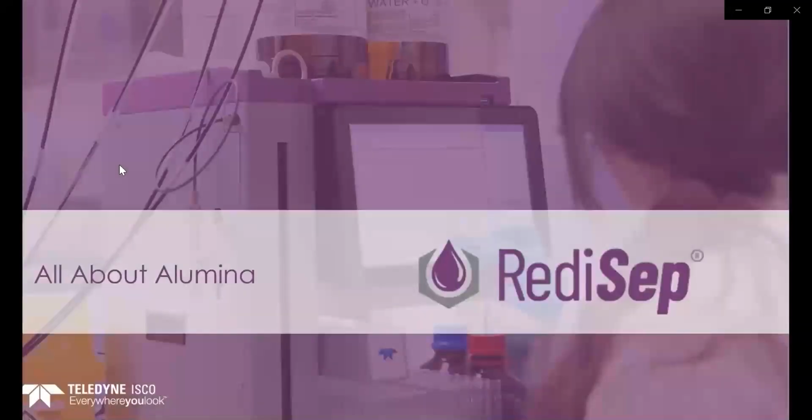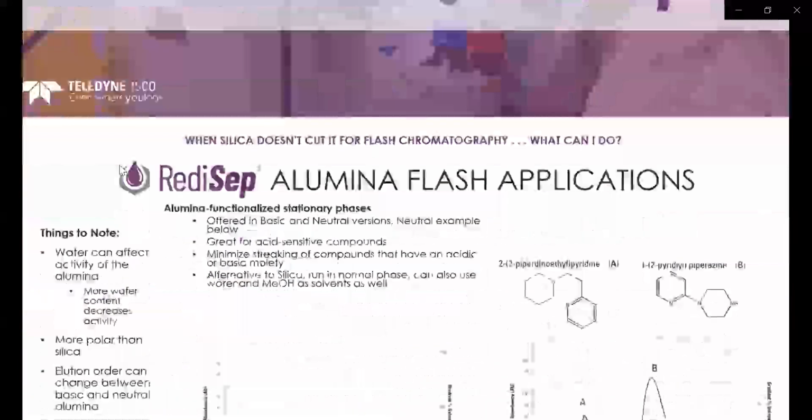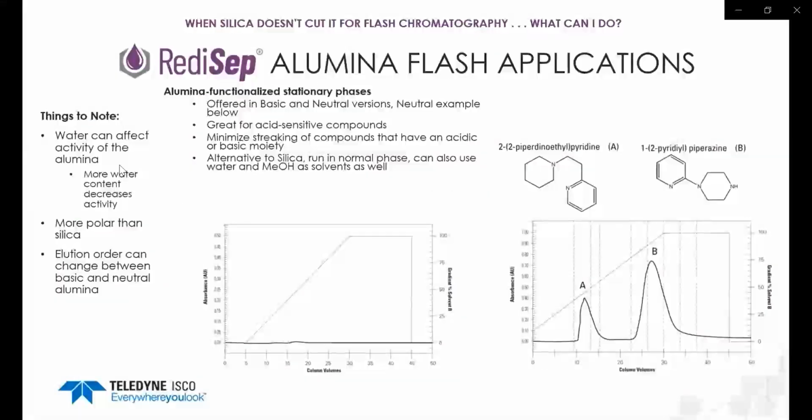Another really great tool for basic compounds is our alumina selection. These are offered in a basic and neutral version, and the neutral example is shown below. These are really great for acid-sensitive compounds, and they help to minimize streaking of compounds that may have an acidic or basic moiety. This is a really good alternative to silica.